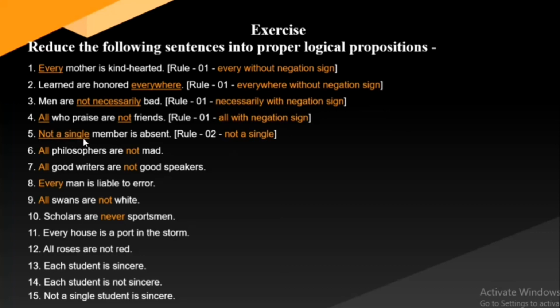Not a single member is absent. Not a single, rule 2. So this sentence is to be treated as an E proposition and its logical form will be no S is P. Similarly, you try to reduce the 15 sentences into their proper logical forms, that means proper logical propositions.